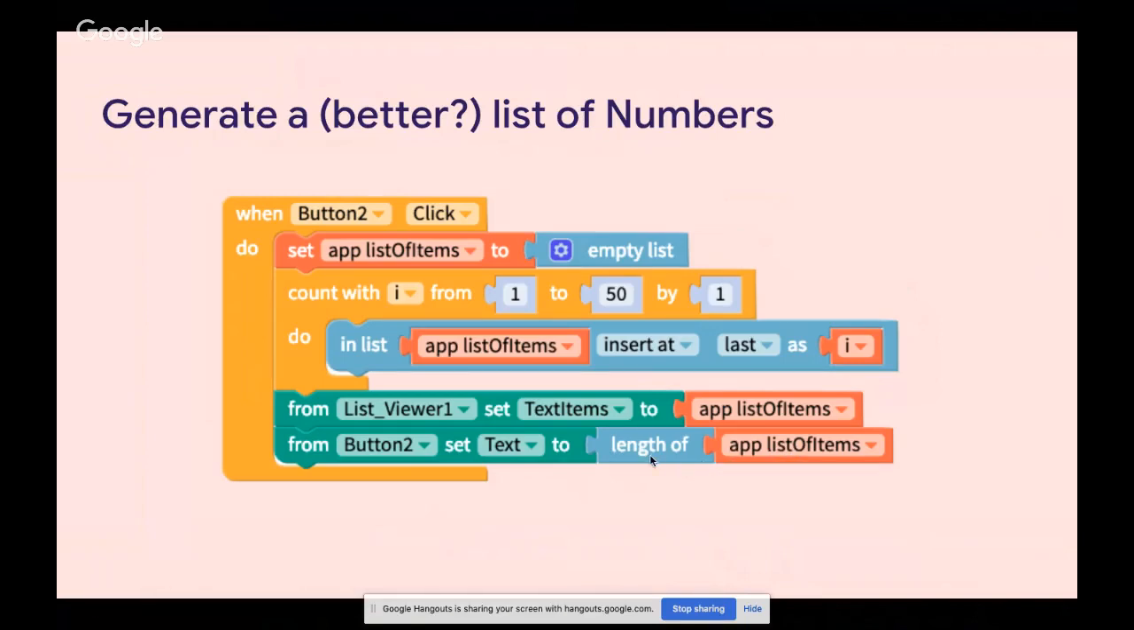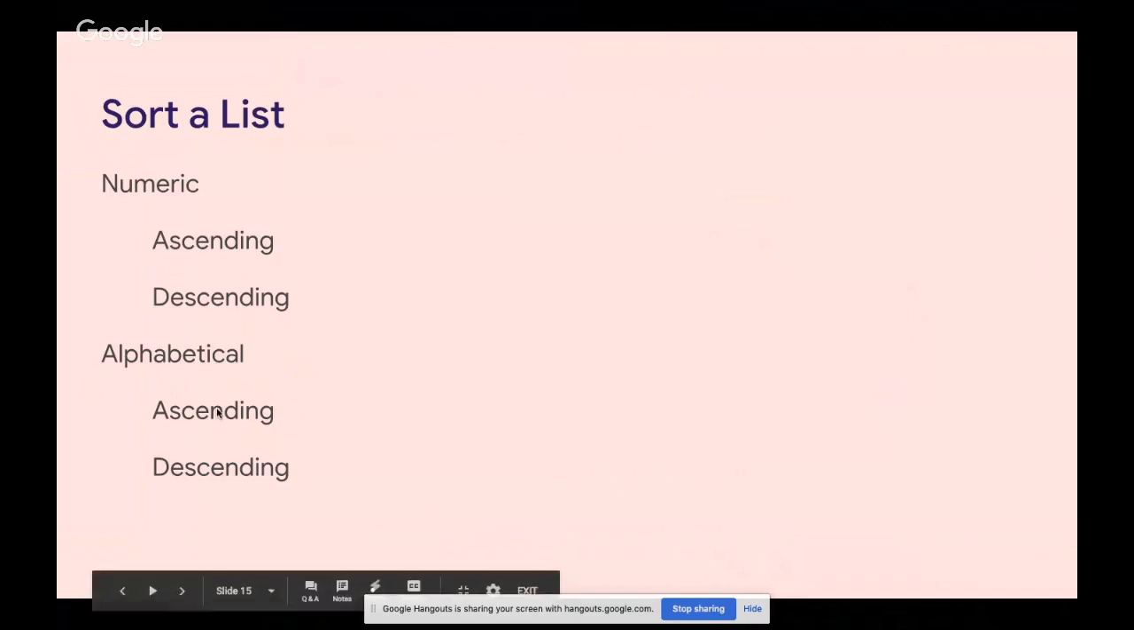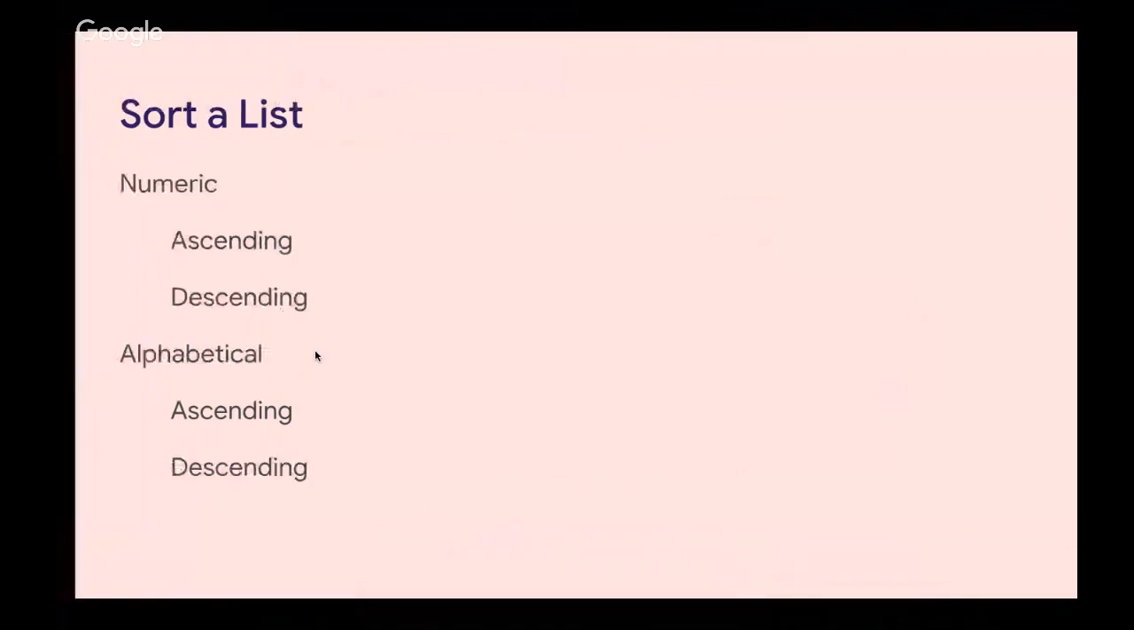Okay. So now that we have the numbers from 1 to 50, maybe we want to go from 50 to 1, or maybe we want to be able to, if we had our list of words or names or something like that, sort those people alphabetically from A to Z, from Z to A, anything like that. So let's see if we can find a way to do that over here in the blocks.